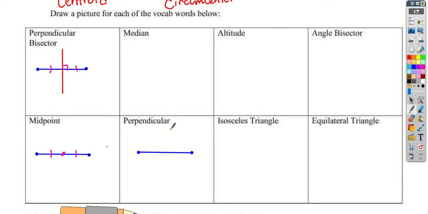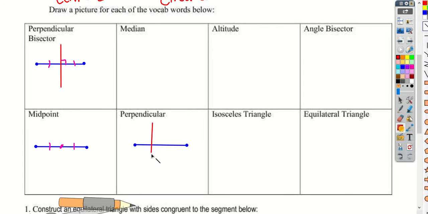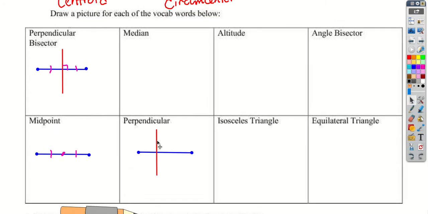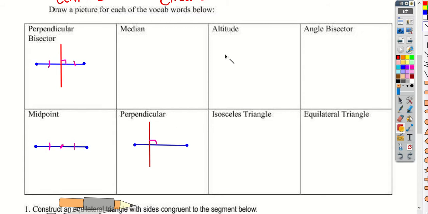For perpendicular, we're going to take and draw a line, right? This one does not have to go through the middle. Okay, that's important. It can go anywhere it wants. It can be over here, it can be over here, it could be in the middle, but we don't know for sure. All I know is when I draw it in, it's going to create a 90-degree angle. We're going to mark it with a box. That's perpendicular.